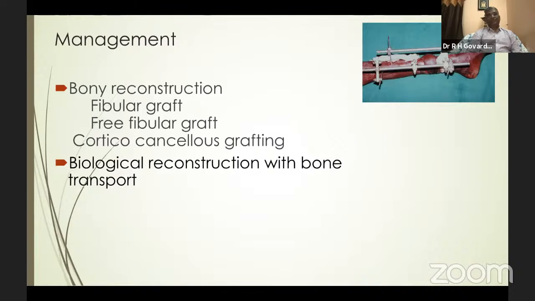If you are very much able to survive with the biological reconstruction, with bone transport. You can try for a smaller graft with a fibular graft, or if you have a colleague who can do a free fibular graft, microvascular, you can do that. If the gap is very small, you can also manage with corticocancellous grafting.